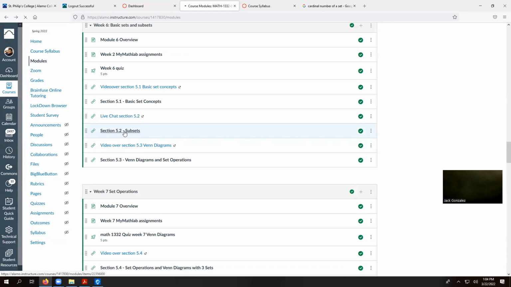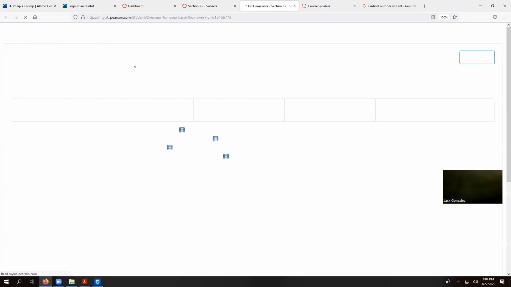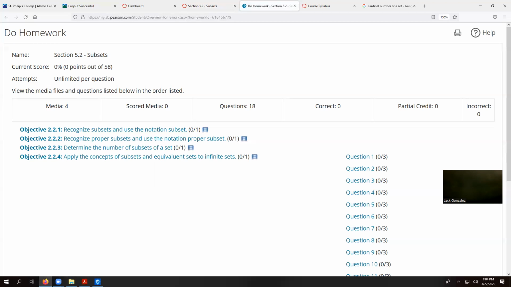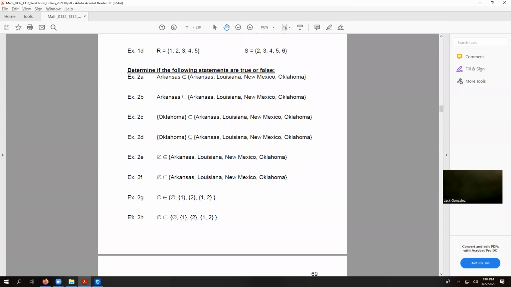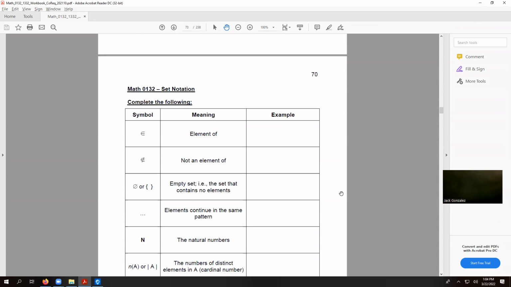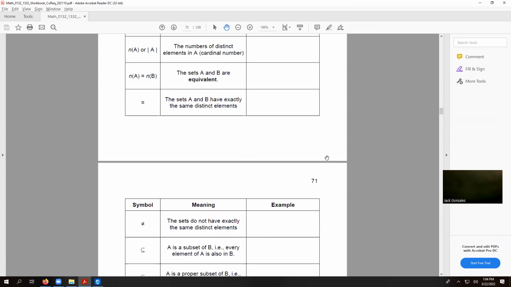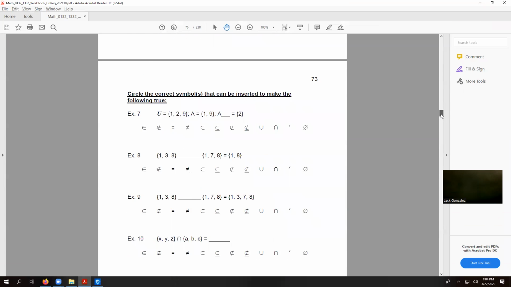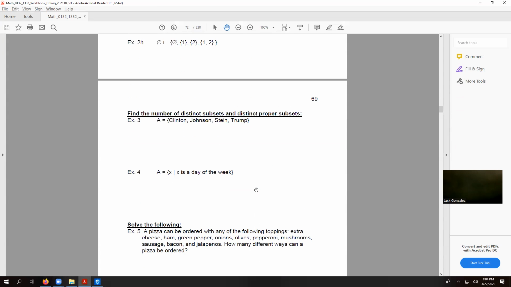5-2 is subsets. So you will have subset questions. Let's see what it's doing. By the way, on page 70 of the workbook, they have all the notation for sets. So if you don't have it written down somewhere, it's on page 70 and 71. Okay.